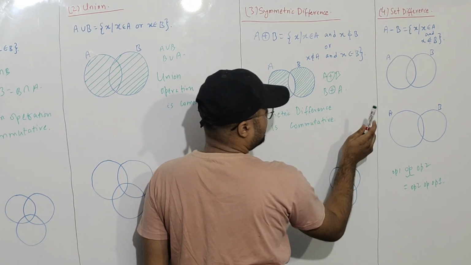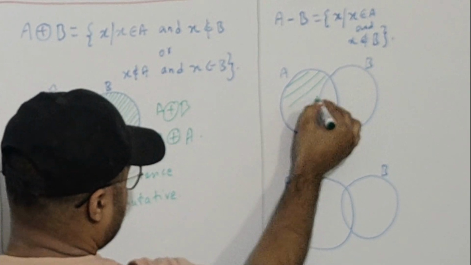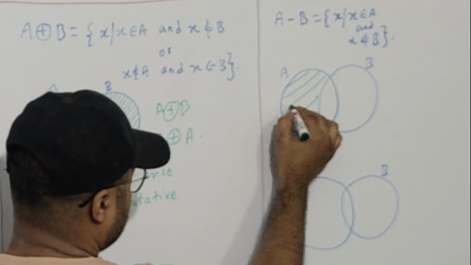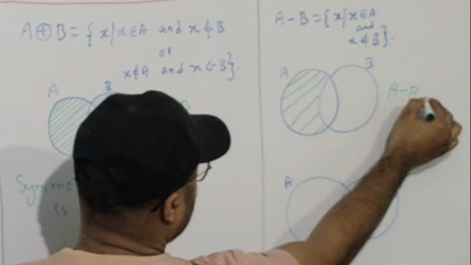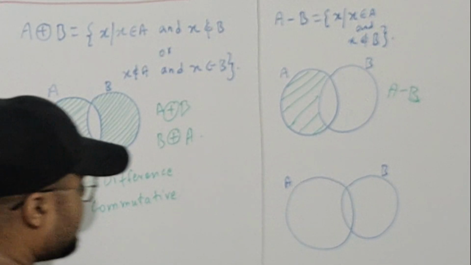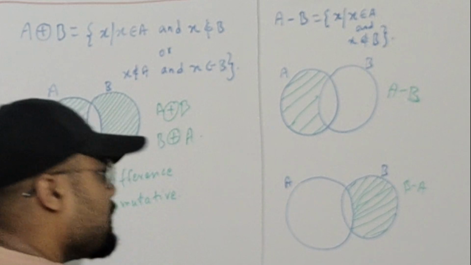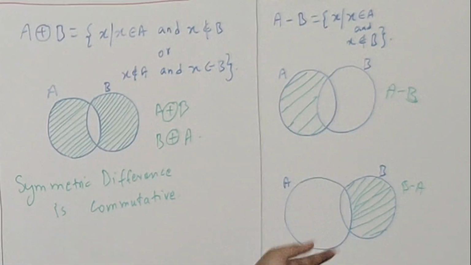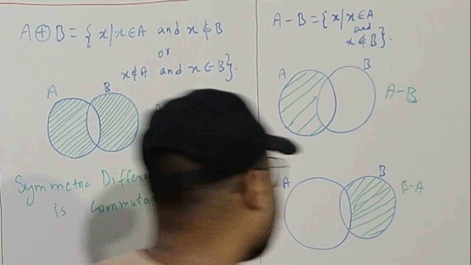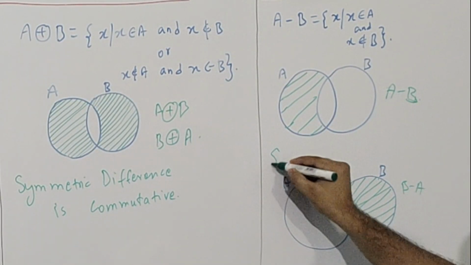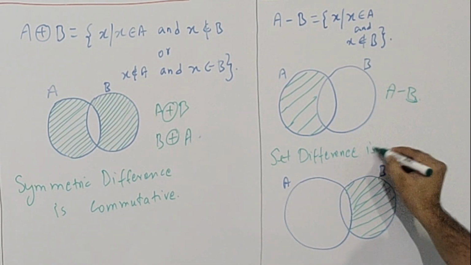Set difference. A minus B will give you these elements. This is A minus B. And B minus A will give you these elements. This is B minus A. So definitely these two sets are not the same. A minus B and B minus A are not the same. So set difference is not commutative.